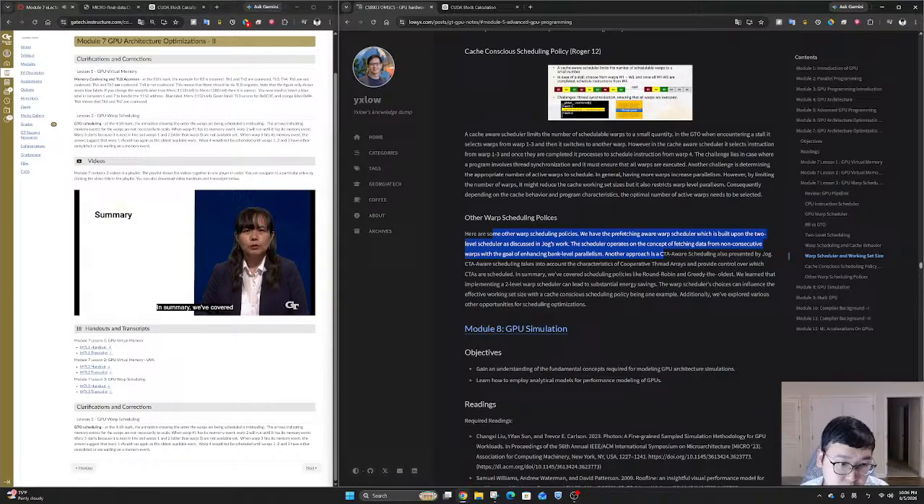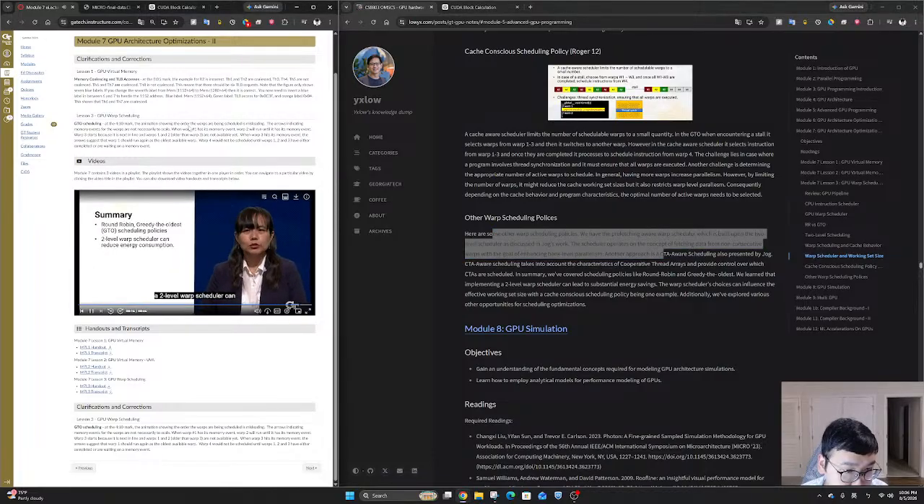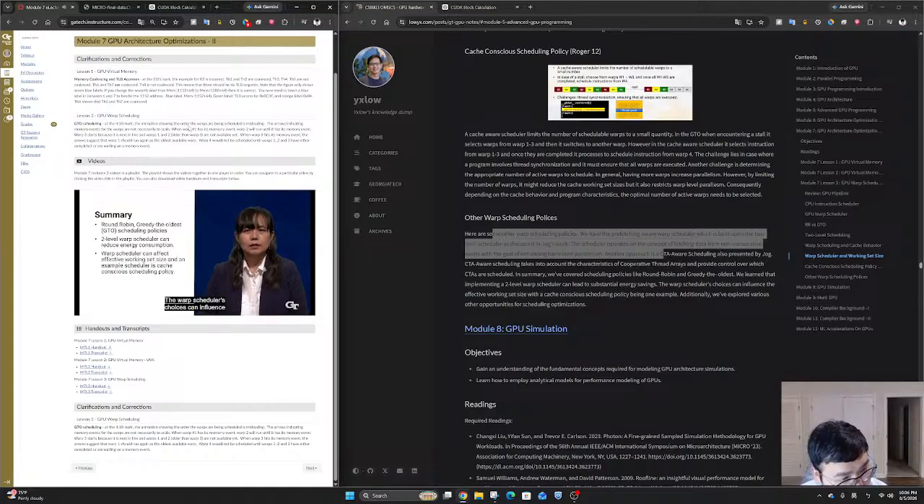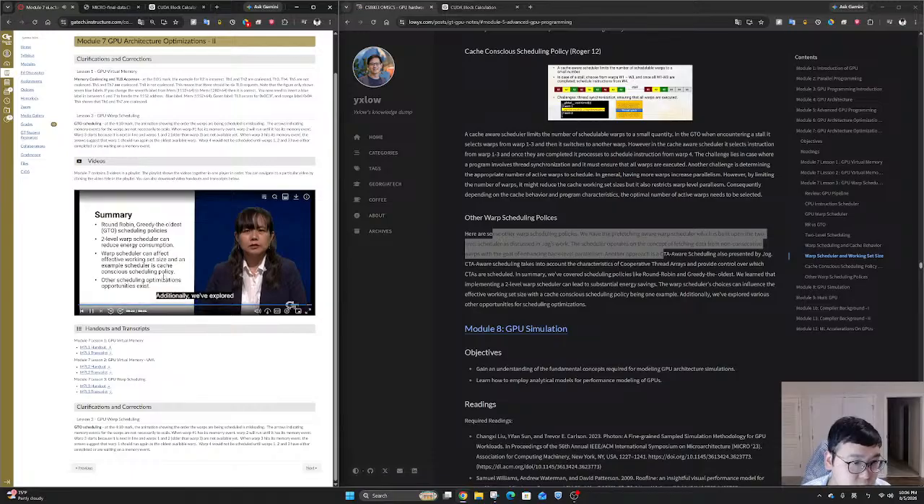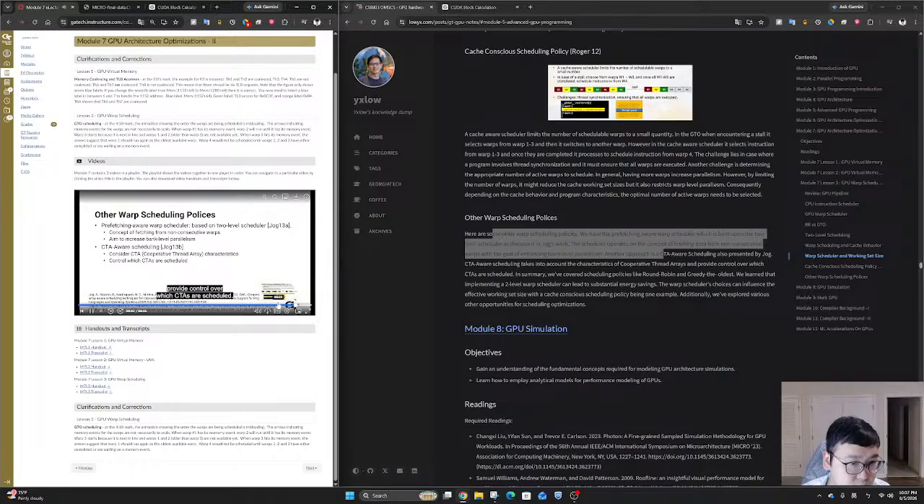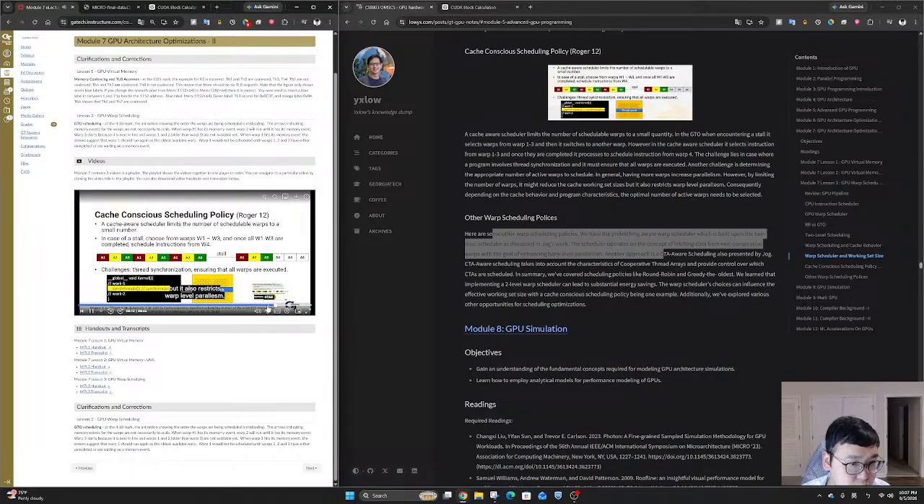In summary, we've covered scheduling policies like round-robin and greedy-then-oldest. We learned that implementing a two-level warp scheduler can lead to substantial energy savings. The warp scheduler's choices can influence the effective working set size, with the cache-conscious scheduling policy being one example. Additionally, we've explored various other opportunities for scheduling optimizations, such as wider control over which CTAs are scheduled.